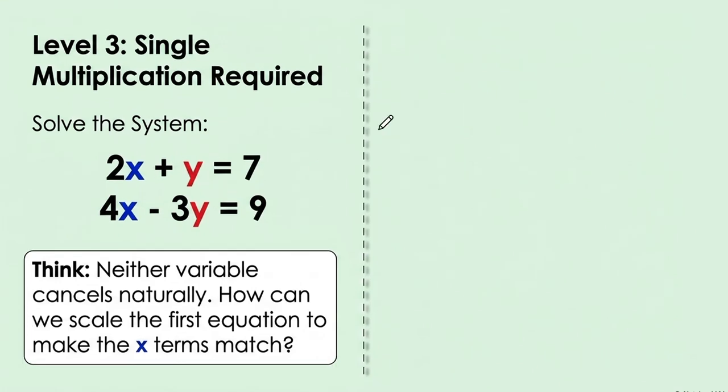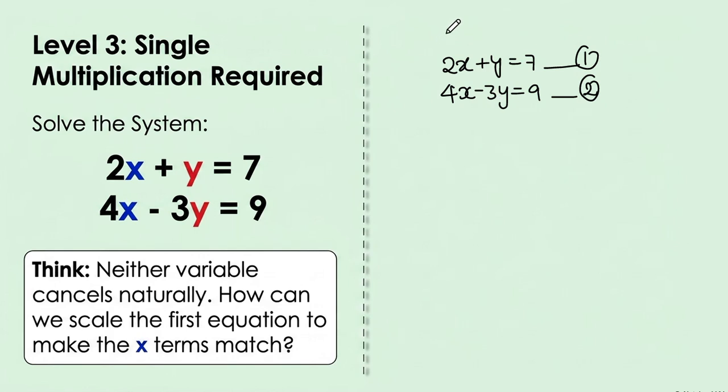So here we have two equations with different coefficients. So 2x plus y is equal to 7, and the second equation we have 4x minus 3y is equal to 9. So let's call this equation number 1 and this equation number 2. Okay, so if you see here, the coefficient of x is 2 and 4, which is different. Similarly, the coefficient of y is also different. Here it is 1, here it is minus 3. So this equation we cannot solve directly. We have to make the coefficients equal first.